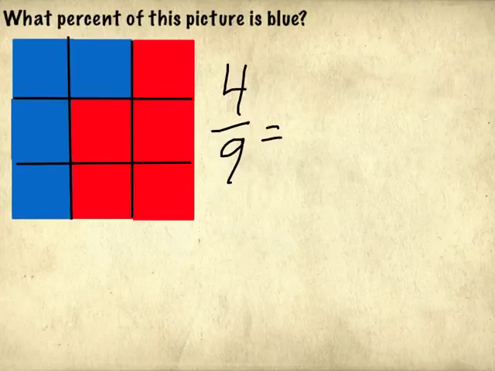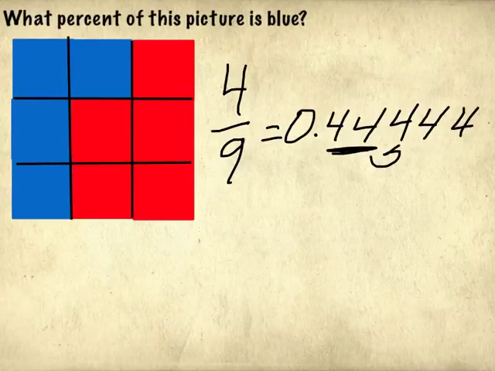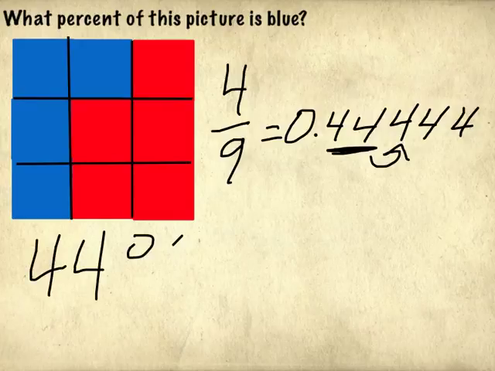Once again, I'm going to go to my calculator and do 4 divided by 9. And this time I got 0.4444444 going on and on forever. Once again, I'm only interested in these two. I'll look at this to see where I should round. It's less than 5, so I'm going to go down. 44% of the picture is blue.